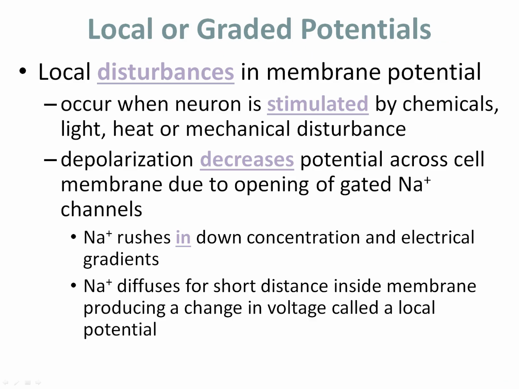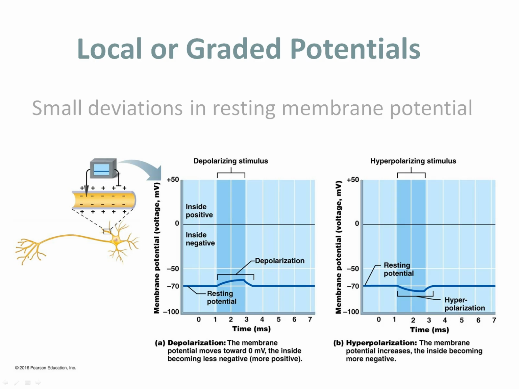A local disturbance in membrane potential is called a local or graded potential. These occur when the neuron is stimulated by chemicals, light, heat, or mechanical disturbance. This depolarization decreases the potential across the cell membrane due to the opening of gated sodium channels. When these channels open, sodium rushes in, down the concentration gradient and the electrical gradient. Sodium diffuses for a short distance inside the membrane, producing a change in voltage called a local potential.